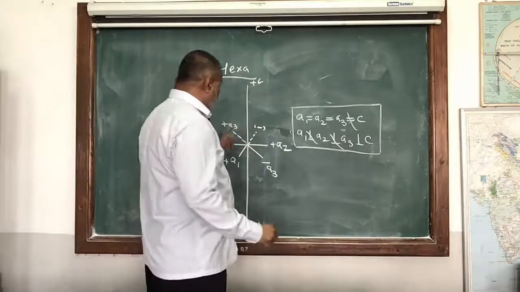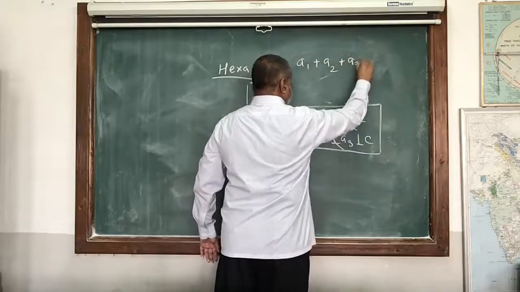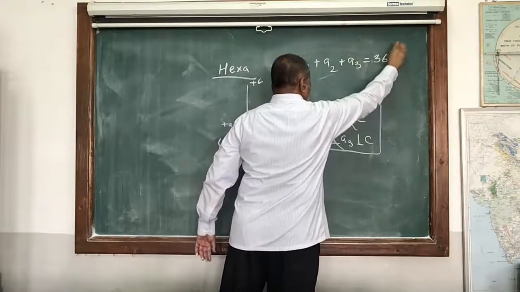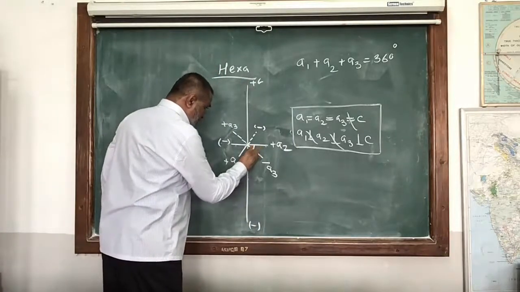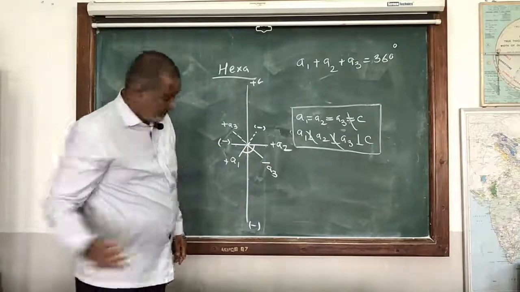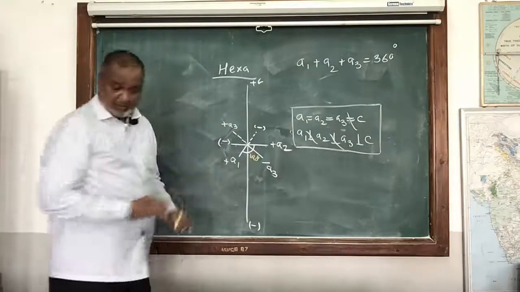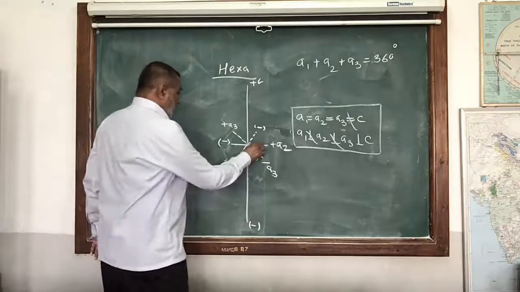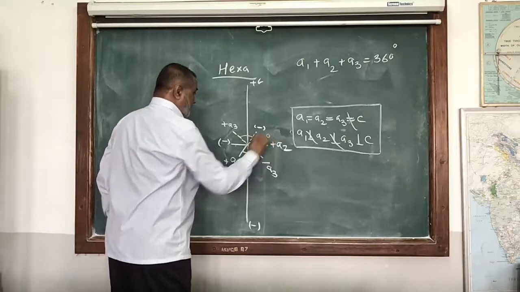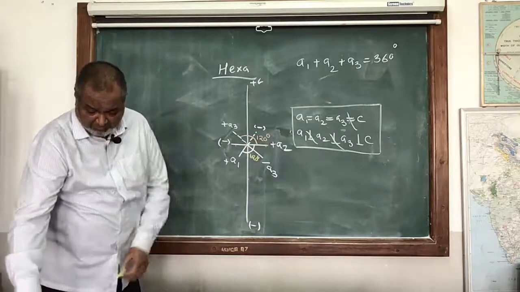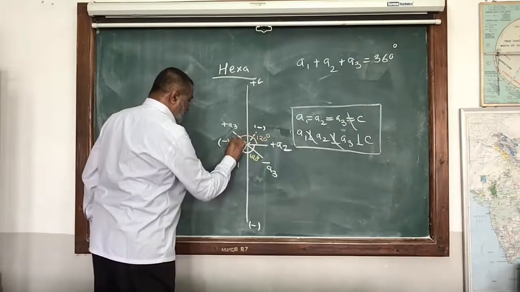Now whatever A1, A2, A3 is there, the angle made by these three: positive A1 to positive A2, if you make this particular angle, this will be 120 degrees. Come to the next one, A2 plus A3. This angle is again 120 degrees. Come to the next one, A3 and A1. If you make it out, this is also 120 degrees.